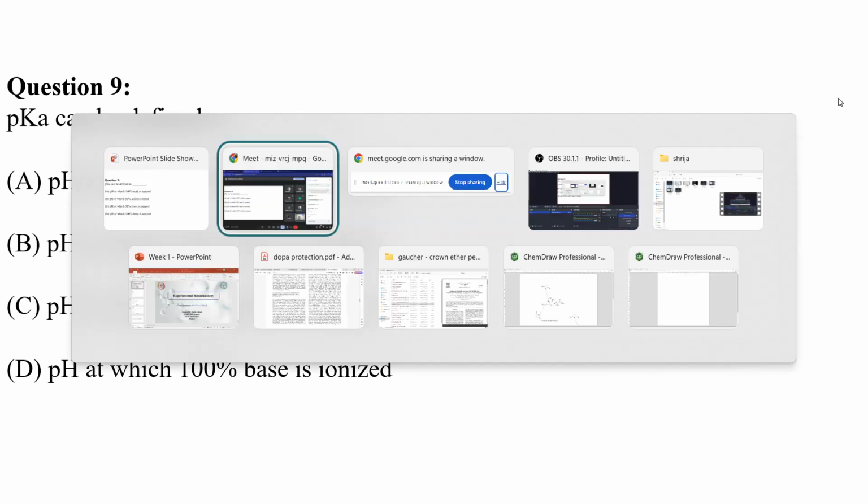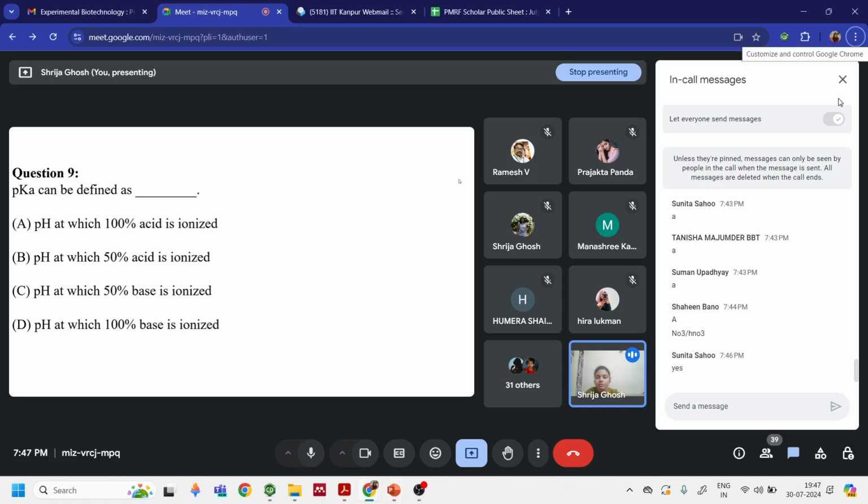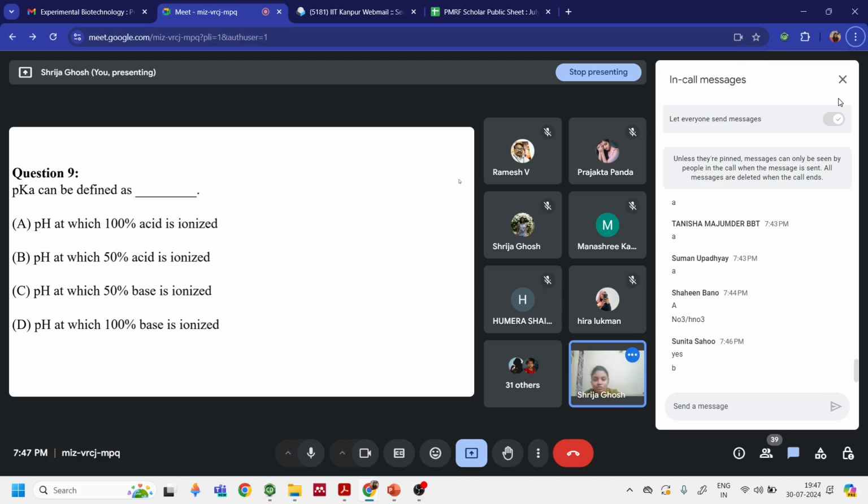So I had already asked you what pKa is, and you told me it's the dissociation constant. And I already explained in the previous question what dissociation of acid means. So you should be able to answer the question.